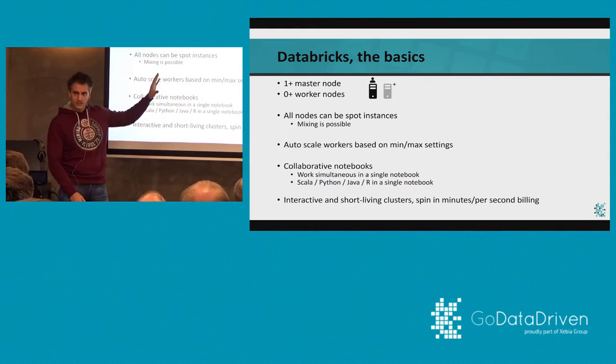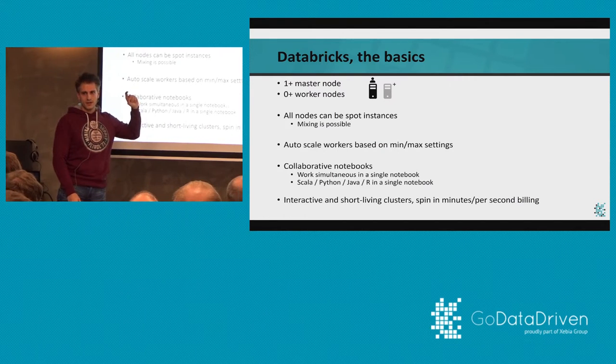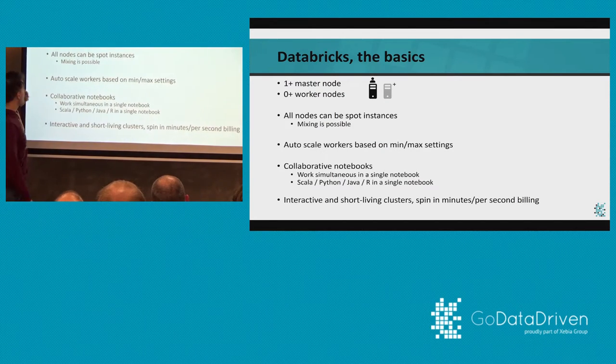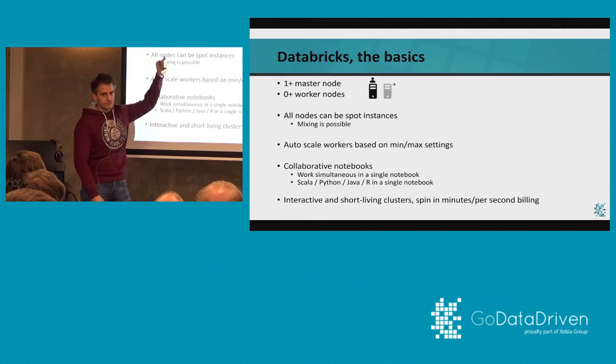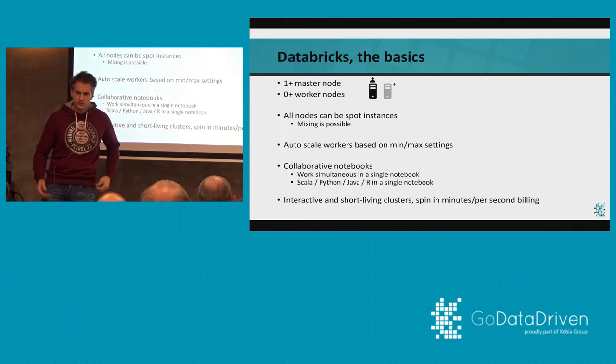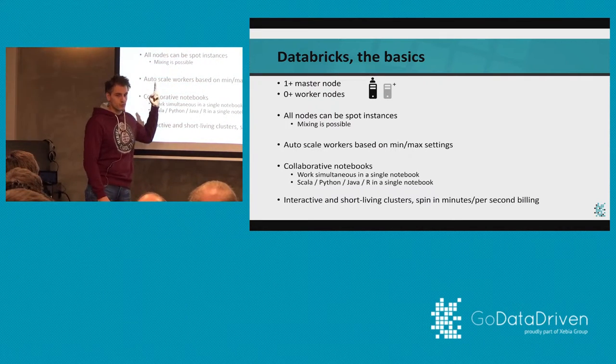So let's just get started with the basics. I've used Databricks in combination with AWS, so with Amazon. And for that, you can configure a cluster to have one or more master nodes. Usually you set two master nodes. You can have zero or more worker nodes.